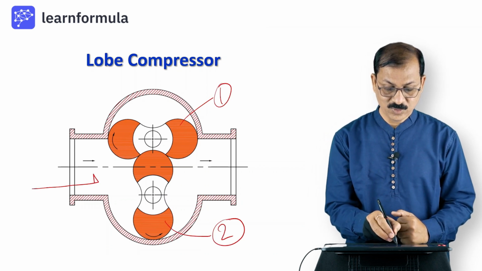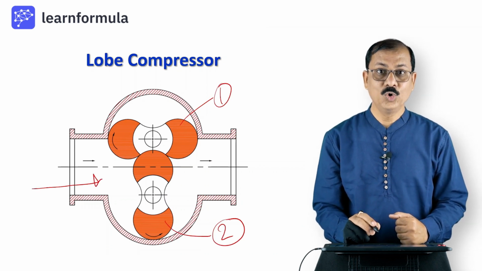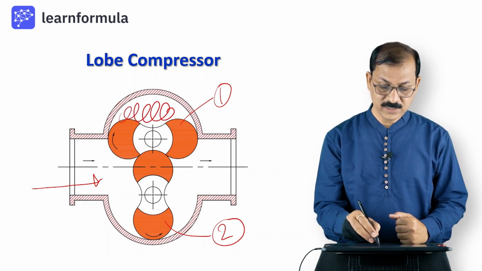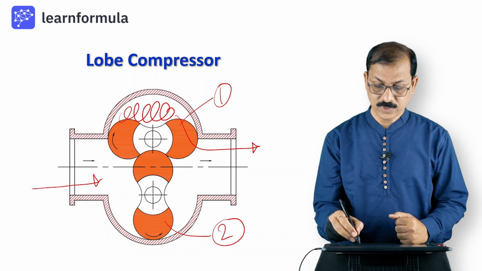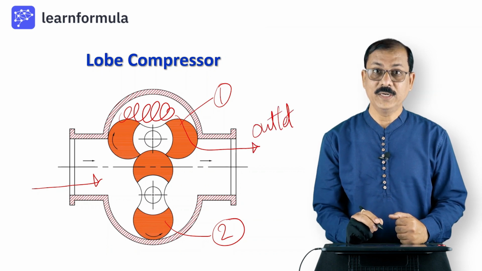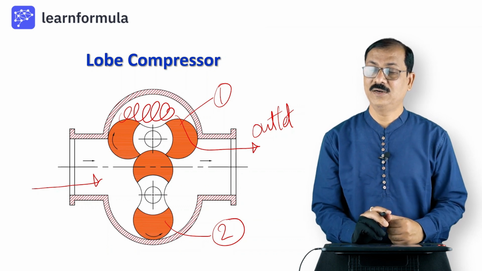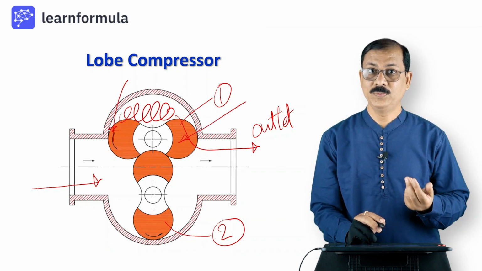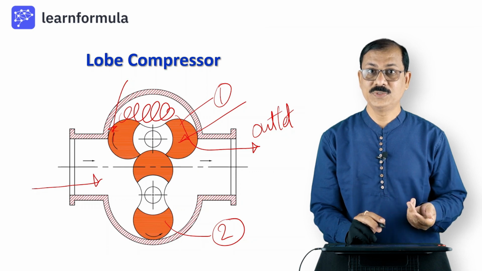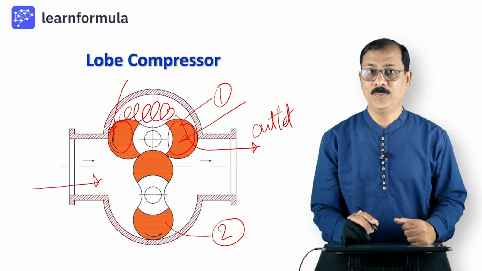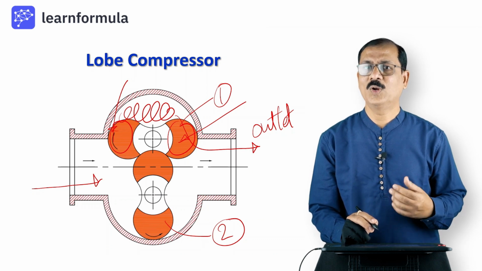This is the inlet from where the air comes in, and when the lobes rotate, air pockets are formed over here, and these air pockets are transferred to the outlet. This is the outlet. Air pockets are getting trapped and those air pockets are getting transferred. When we look at the lobes, there can be 2 lobes or there can be 3 lobes. Let us understand the working of a lobe compressor by looking at an animation.